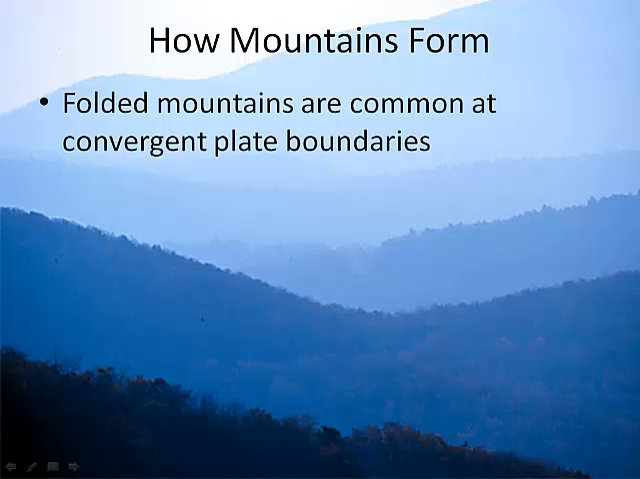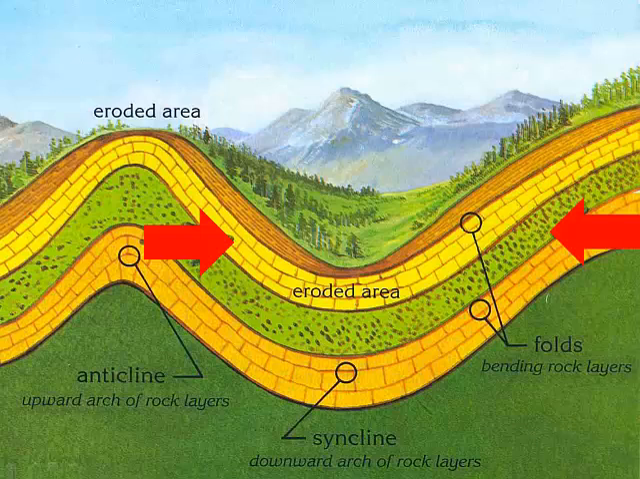compression usually causes the rocks to fold and create folded mountains. So what you end up with are a series of synclines and anticlines. Think of it as kind of like an S-shaped curve. And that's because we're pushing inward from this side and inward from that side, causing compression.